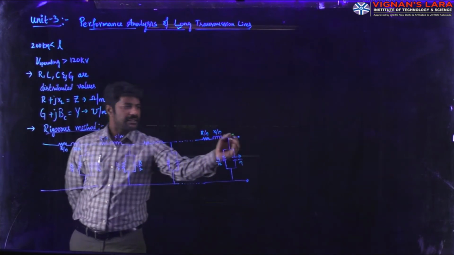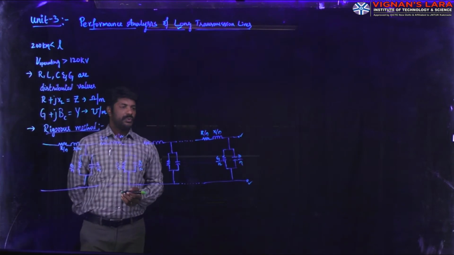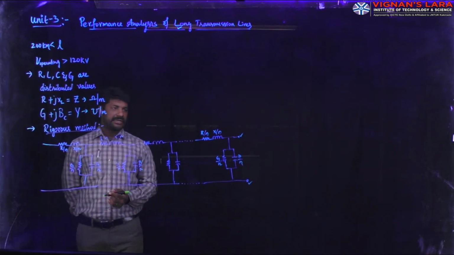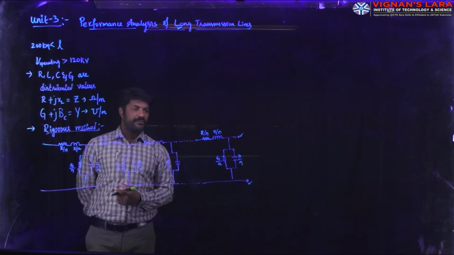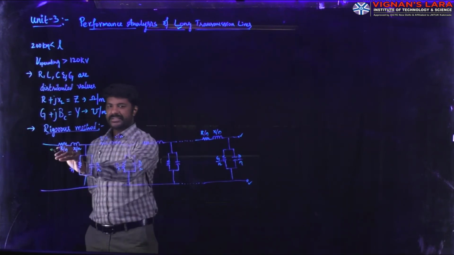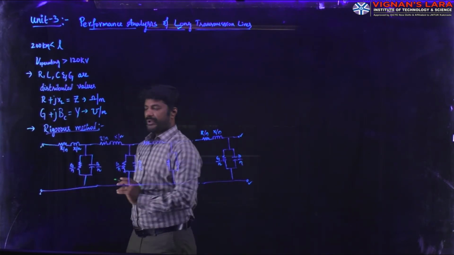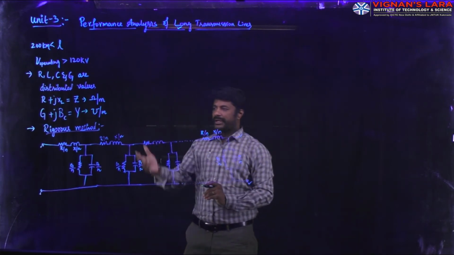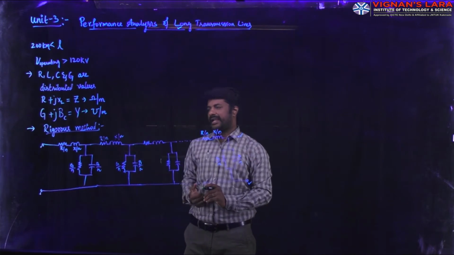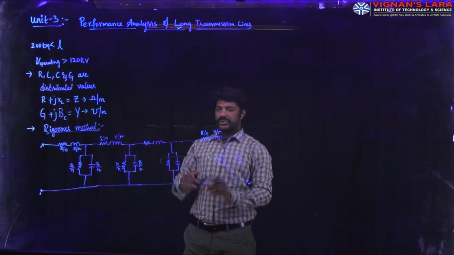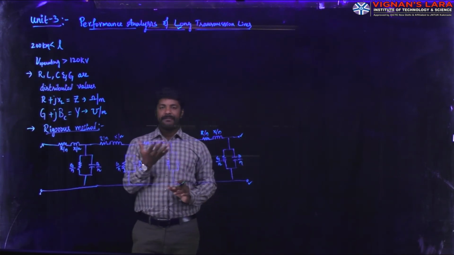The ports I am showing here are the receiving end ports with quantities VR, IR, cos phi R, delivering a power of PR. Whereas these sending end ports have the quantities Vs, Is, cos phi s, with the power on the sending end side as Ps. Such a big transmission line is modeled with n number of sections.